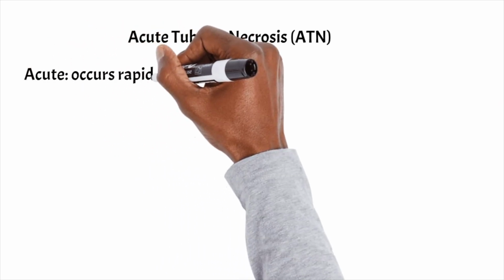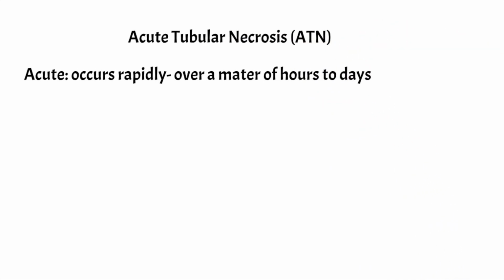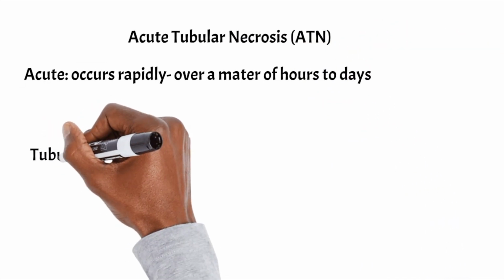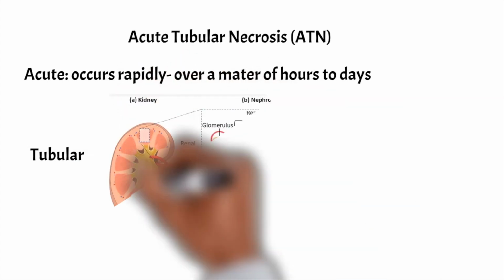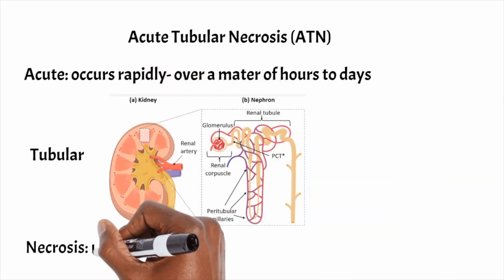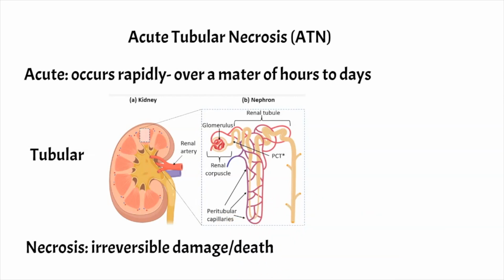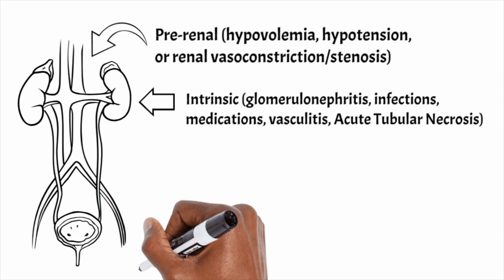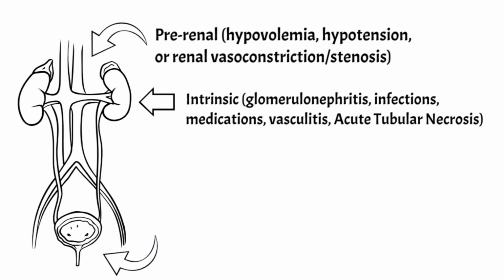So let's break the name down. Acute, meaning it occurs rapidly over a matter of hours to days. Tubular, meaning it affects the renal tubules. Necrosis, which means irreversible damage or death. Therefore, acute tubular necrosis is the rapid, irreversible damage of the renal tubules. This can be caused by drugs and toxins that are harmful to the kidneys. It can also be caused by a prolonged decrease in blood flow to the kidneys, resulting in death to the kidney tubules.